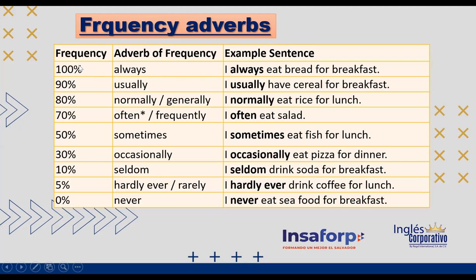So, let's see. Frequency. Esto es un poco tentativo, ¿verdad? Always significa que lo hacemos el 100% de veces. Usually, 90%. O sea, always sería de los 7 días de la semana. Usually serían 6 días. Normally, 5 días. Frequently, entre 4 y 5. Sometimes, 3 veces. Occasionally, 2 o 3 veces. Seldom, una vez a la semana. Hardly ever, una vez o ninguna. And never, ninguna vez. Este porcentaje es tentativo, solo para que tengamos una idea de cómo funcionan los adverbios de frecuencia, en qué porcentaje usted hace una actividad.